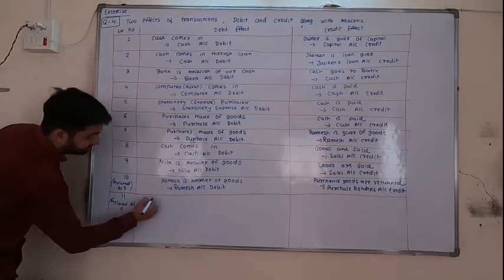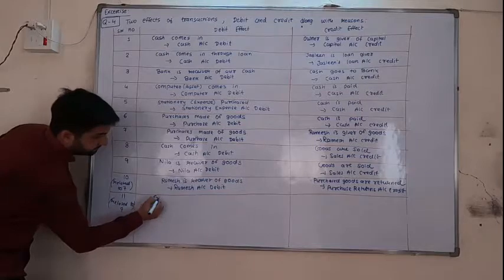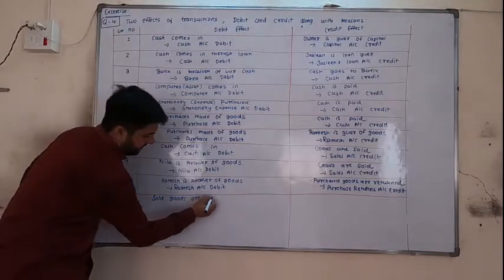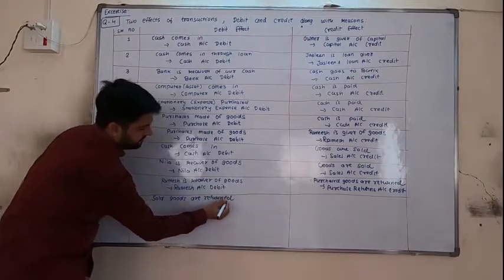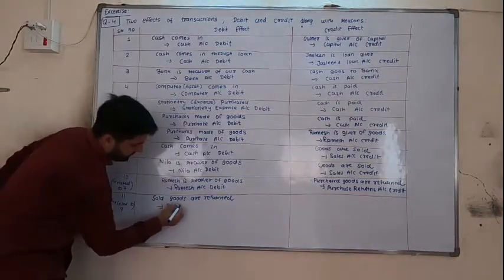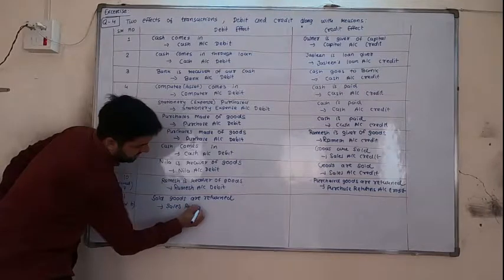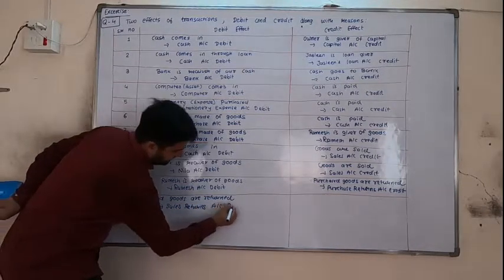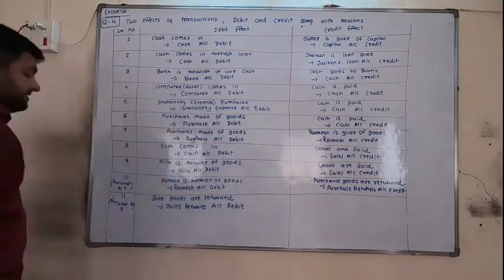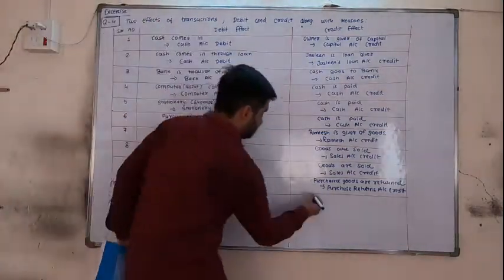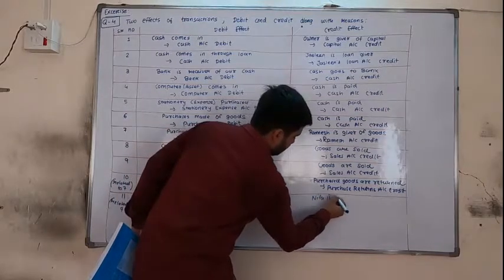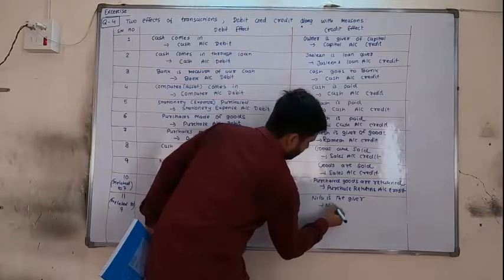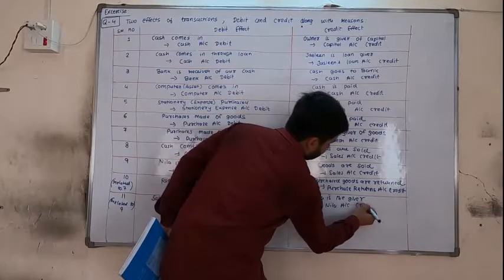Related to 9. Sold goods are returned. So sales returns account debit. Sales returns account debit. Neela is the giver. Neela account credit.